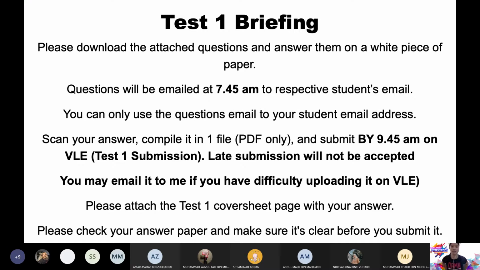Bear in mind the test will start early. The test will start at 8 a.m. Your class is usually 8:30 to 9:30, but since the test will need 90 minutes, I will start the test a little bit early, at 8 o'clock, and the test will end by 9:30.